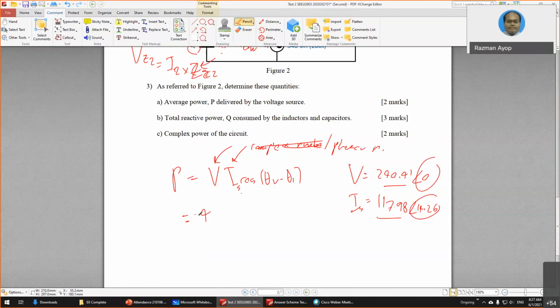So 240.41 multiply by 117.98 cos of angle, now you take the angle 0 minus 14.26. So if this one is positive, just leave like that. And if it is negative, make sure you put the negative. Negative become positive. And then you get the answer. So the answer is 27.49 kilowatt.